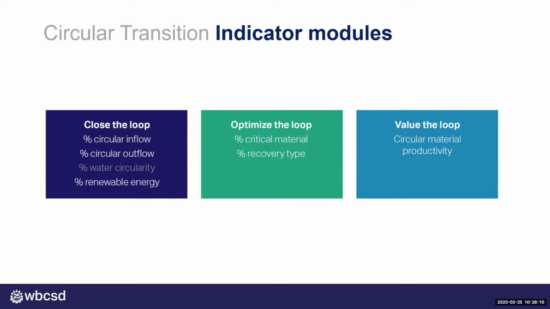In the last module, Value the Loop, we shed light on a company's business performance through its circular material flows. We currently have 1 indicator included called the circular material productivity, for which Suzanne will help us explain in a few minutes how this is calculated and what it represents. These are the indicators that are included in version 1.0 of the framework. We're currently exploring further development and additional indicators based on company feedback and business needs.